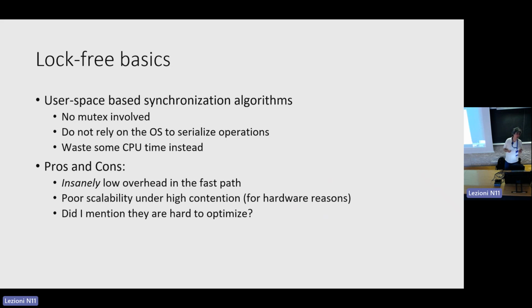When I say much lower, it means we have a unit test in our code base. This unit test used to synchronize access to an unordered map using a standard mutex, and then we changed this with lock-free primitives, and the test dropped by 10,000 times. Okay, so this is what I mean by insanely low overhead. So if there is not too much contention on the same thing, these things are fast. And when I say fast, I mean really fast.